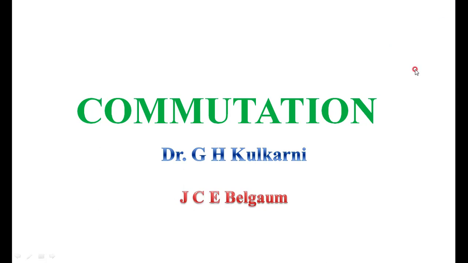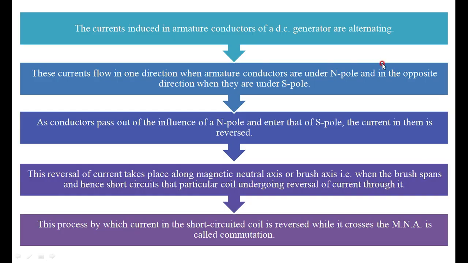In the last session we were seeing what we mean by the commutation process, how there is a changeover of the current from one side to another side when the coil comes across the different poles. Once again, to recap: the current induced in the armature conductor is alternating in nature. This current flows in one particular direction under the N pole and changes its direction when it comes under the influence of the other pole, that is the S pole.